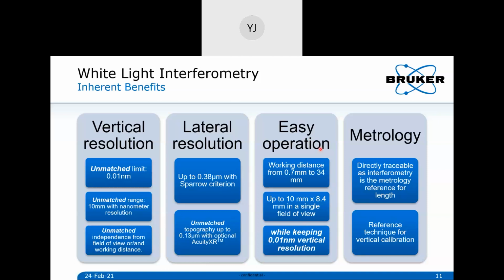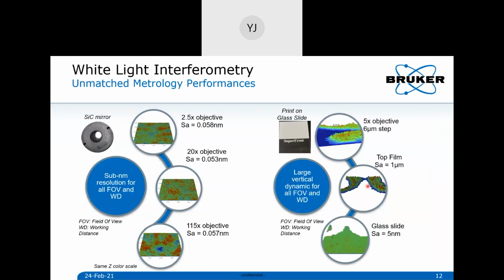It's very easy to operate. I will show you some video just to give you a feel for how the system works, how you use it, and how simple it is to use. We also have very high metrology. Metrology basically means it's a reference technique for vertical calibration, and this is directly traceable as interferometry, right? So you can compare between calibrated samples and different things. That's why we talk about gauge repeatability, right?